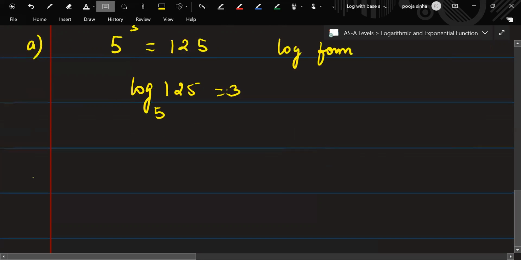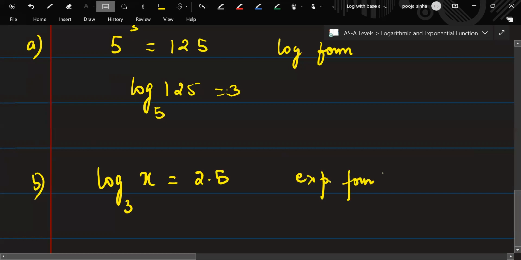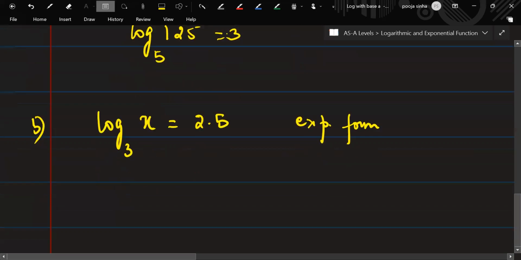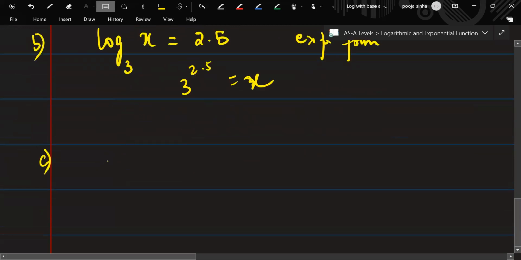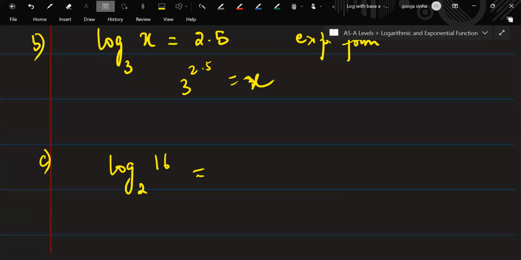Okay, perfect. Second, log x to the base 3 is equal to 2.5. You have to give it in the exponential form. 3 raised to 2.5 is equal to x. What should be the answer for log 16 to the base 2? X is 4. The answer is 4? Yeah.